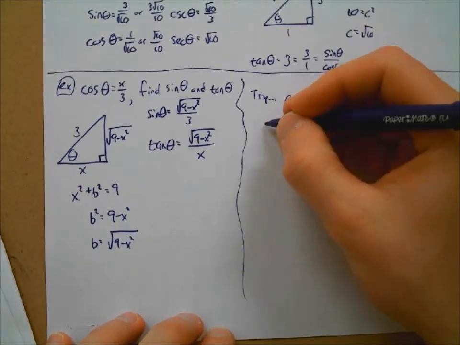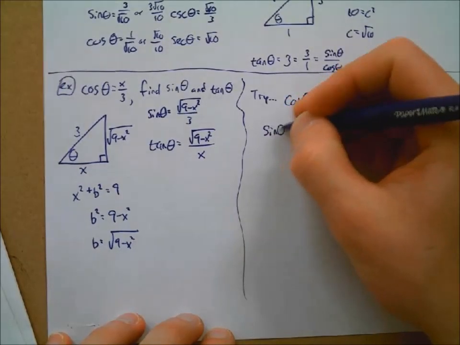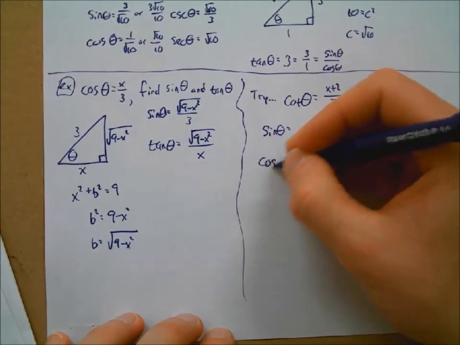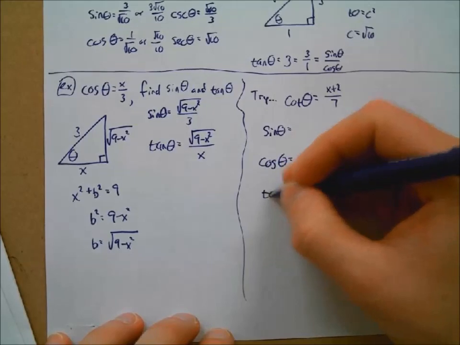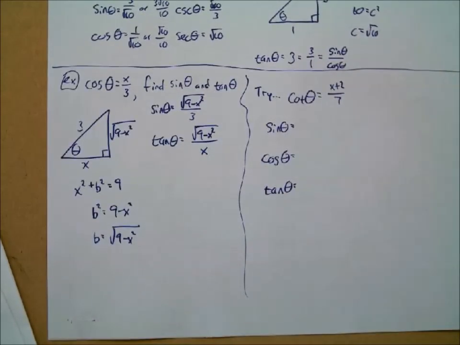Find sine of theta, cosine of theta, tangent of theta. X plus 2 we have to keep together the whole time if we do Pythagorean theorem, right? Right.